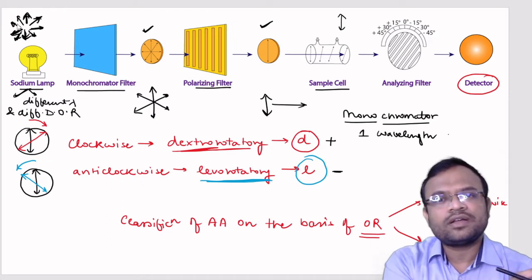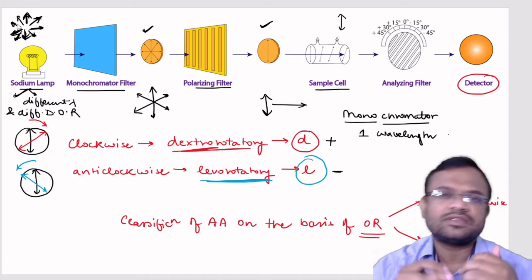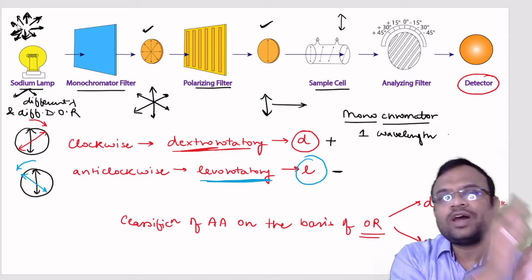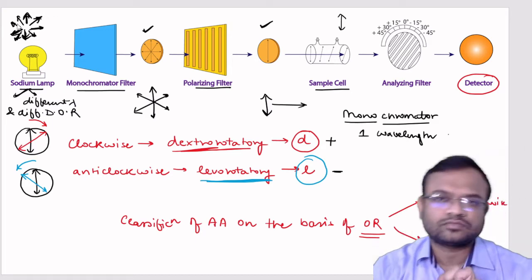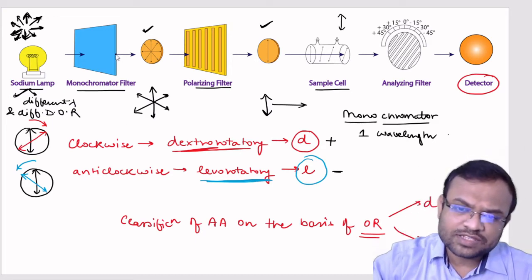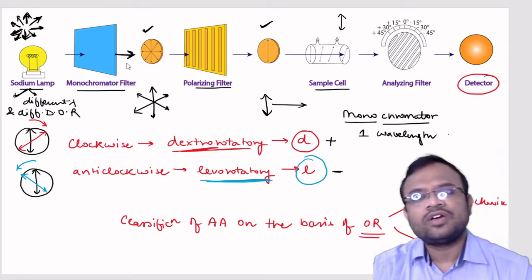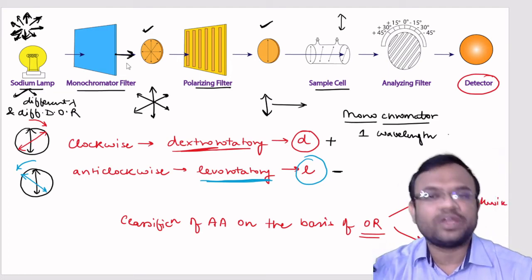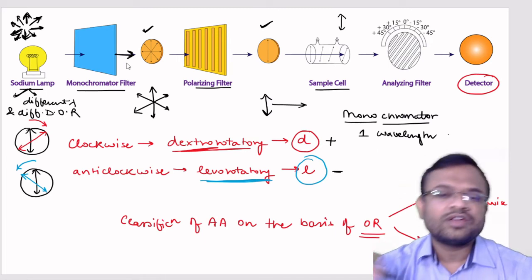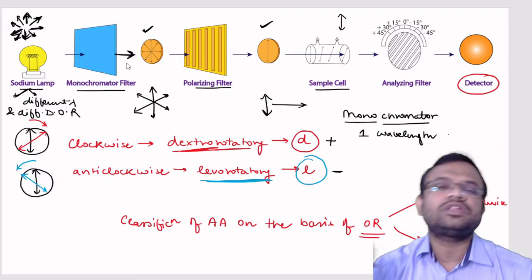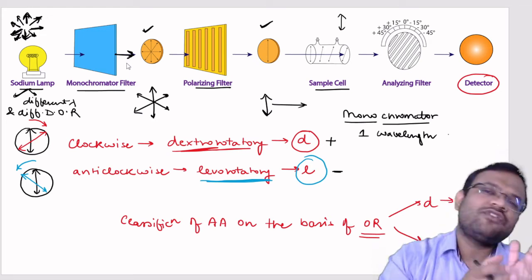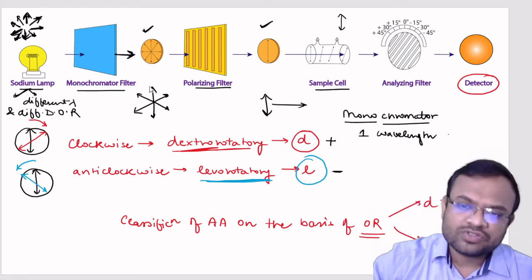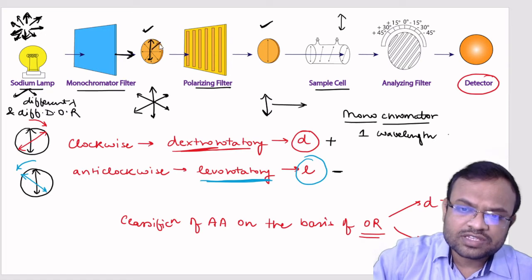What is a monochromator? As the name suggests, a monochromator will allow only one wavelength of light to pass through it, and all the other wavelengths would be stopped. That means the light passing from here would have just one wavelength. It will not have other wavelengths. All the other wavelengths would be stopped by the monochromator filter. Now this one wavelength will have multiple directions. This you need to remember. So you can see this is the direction, this is the direction, and so on.